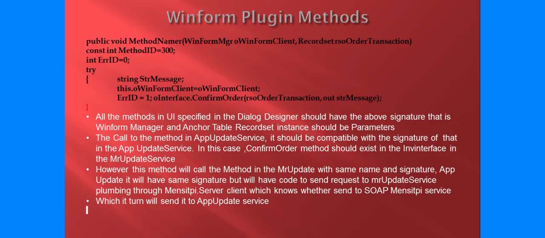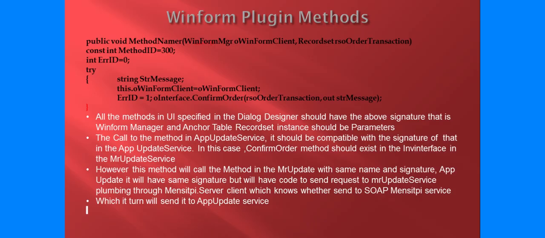Typical methods signature and calling a method in app UI will look like this. All the methods in UI specified in the dialog designer should have the above signature, that is Winform manager, and anchor table record set instance should be parameters. The call to the method in app update service should be compatible with the signature of that in the app update service. In this case, confirm order method should exist in the inventory interface in the Mr. Update service. However, this method will call the method in the Mr. Update with same name and signature.